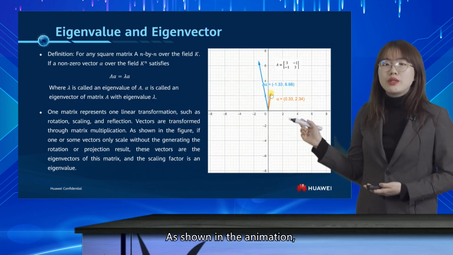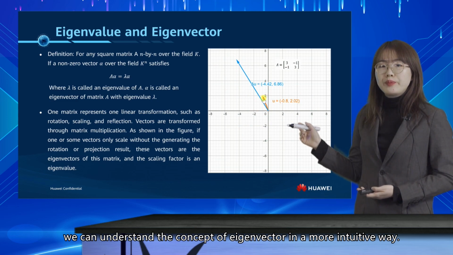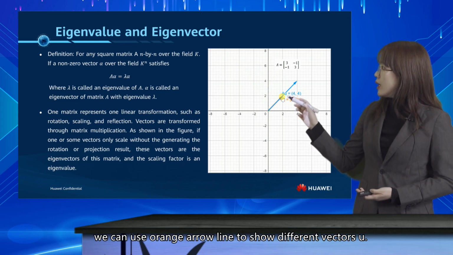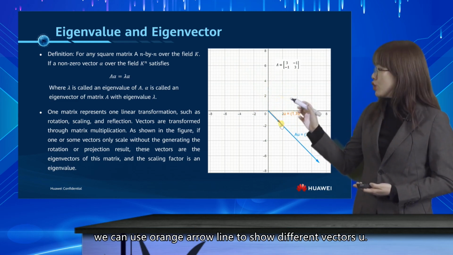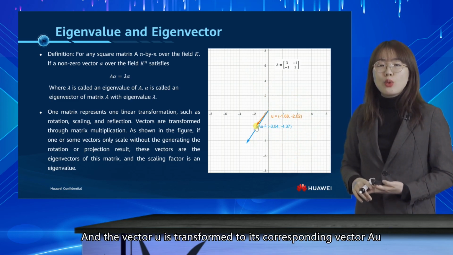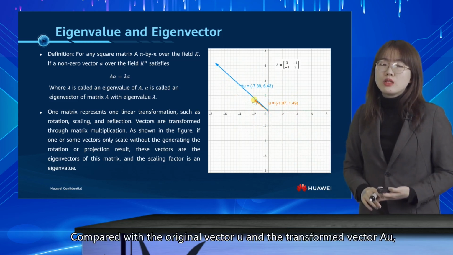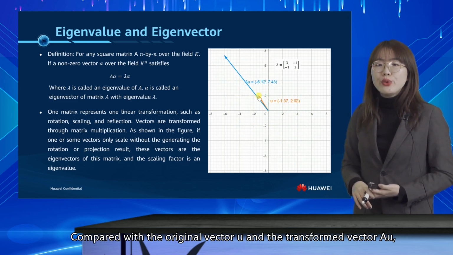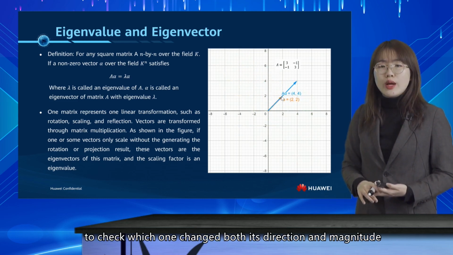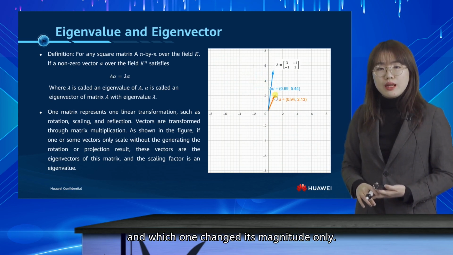As shown in the animation, we can understand the concept of the eigenvector in a more intuitive way. Assume we have the matrix A. We use the orange line to show the different vectors U, and the vector U is transformed to its corresponding vector AU, the blue arrow line. So, we compare the original vector U and the transformed vector AU to check which one changed both its direction and magnitude and which one changed its magnitude only.